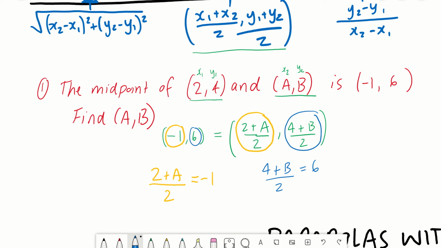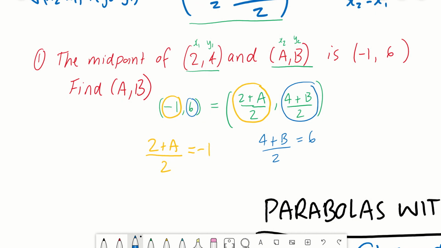When you solve those two equations, you get your a and b answers. So if a is 0 and b is 8, then the point AB is (0,8). And you could always check that by putting it into the formula and making sure you get an answer of (-1,6).